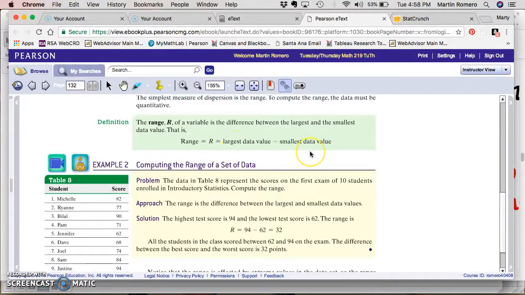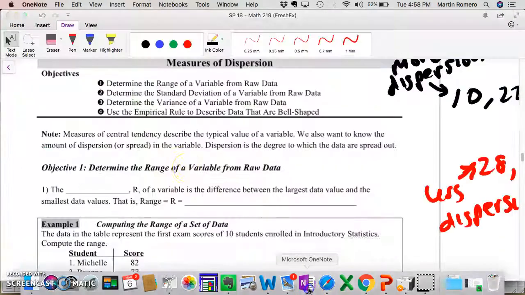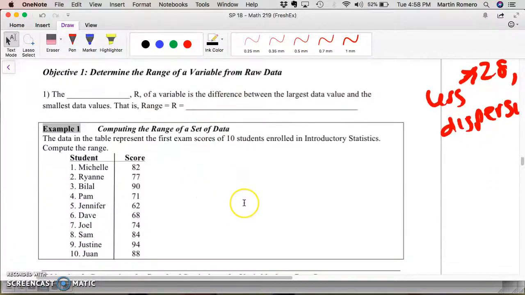It's the largest value minus the smallest value, and that's one way to measure dispersion. And then you have an example here. This example matches up with what we have over here, and so you can calculate the range. So you go ahead and do that. Okay, and then let me go on to the next one.